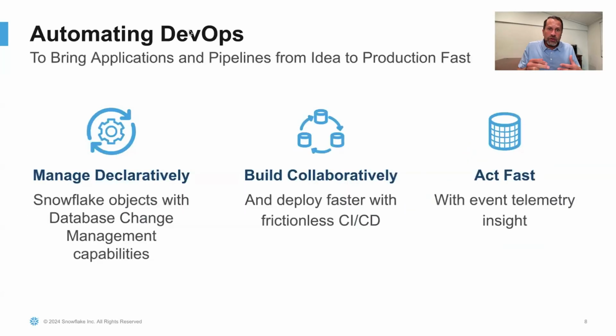So Snowflake views this as three pillars to help support DevOps and operationalizing pipelines. The first is managing your objects declaratively. The second is around CI/CD and enabling tools to help with the deployment process and automation process. And then on the telemetry and observability side, being able to monitor what's happening. And we'll go through a number of features in these different categories today.